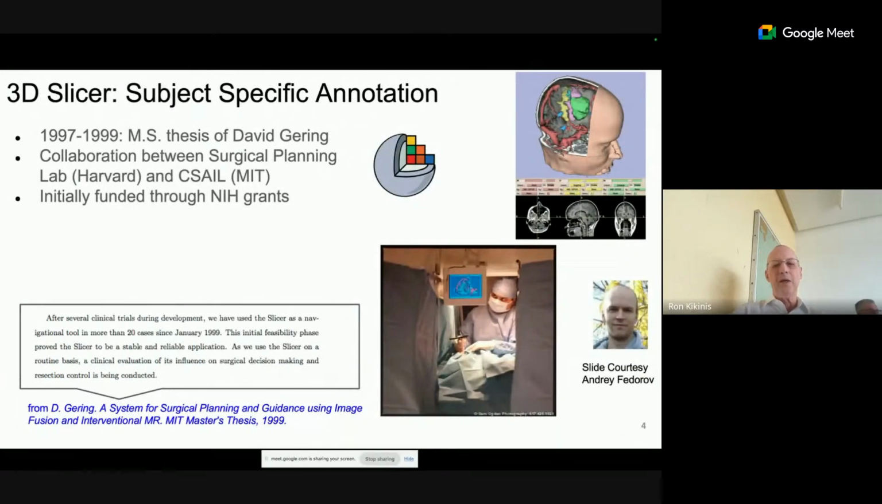And what you see here is from the 90s, where we had an open bore interventional MRI scanner with a display showing 3D Slicer. And you see one of the neurosurgeons holding a tracked device. So we have been doing this kind of business for a long time.